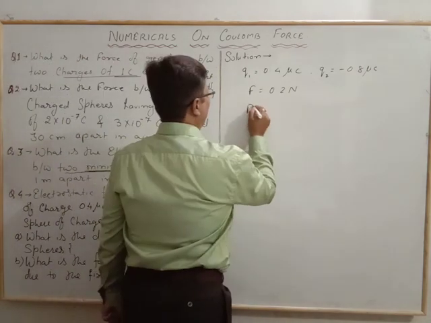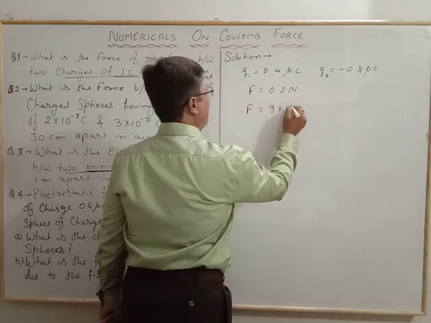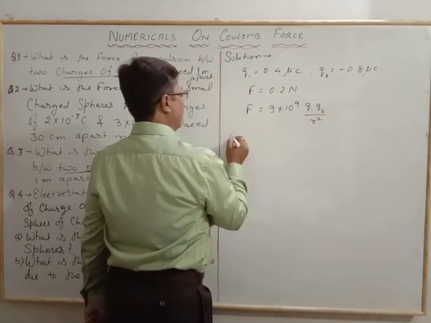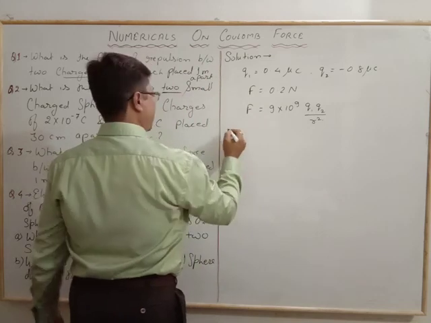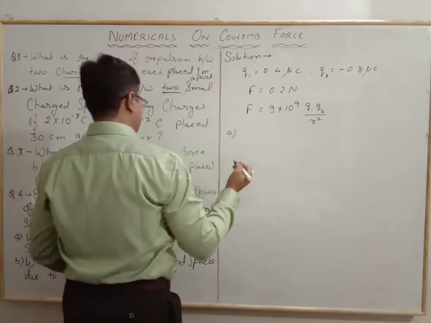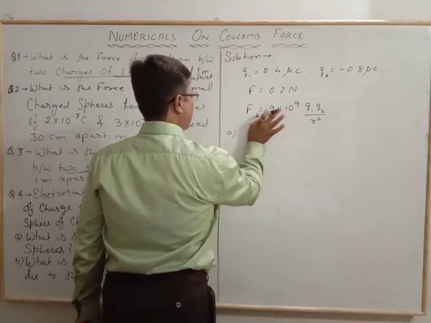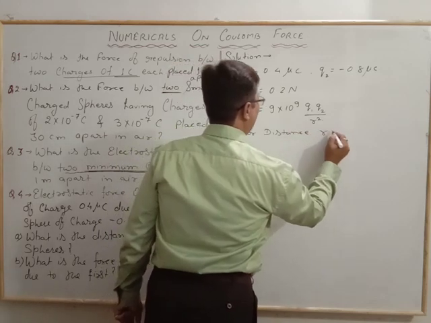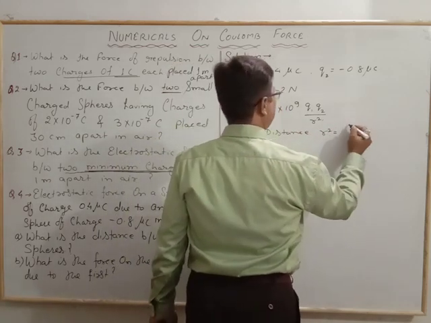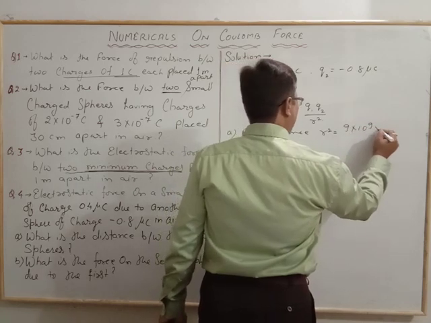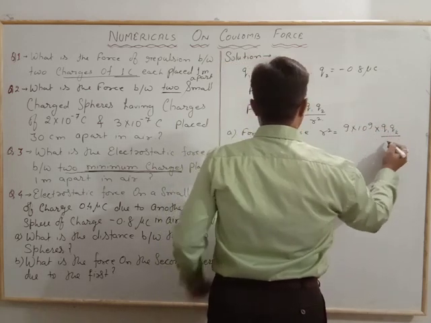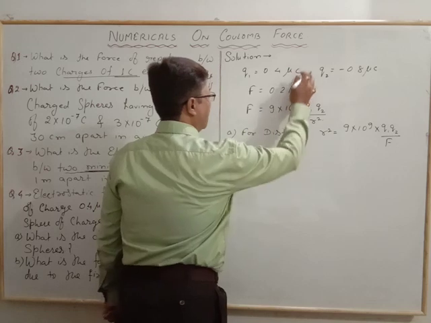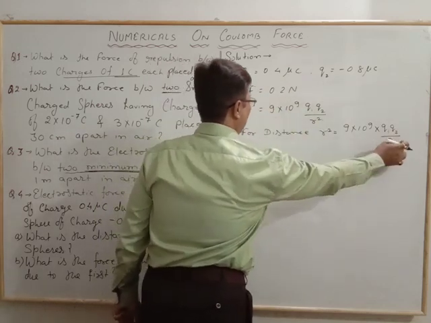In that case, the electrostatic force is equal to 9 × 10^9 × Q1 Q2 by r squared. To find the distance r, r squared is equal to 9 × 10^9 × Q1 Q2 divided by the force. Now just substitute the values in this relation.